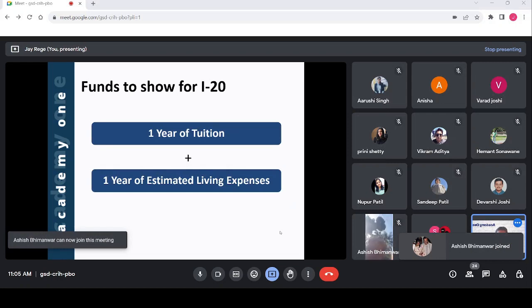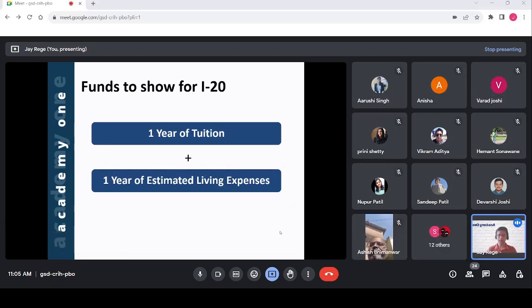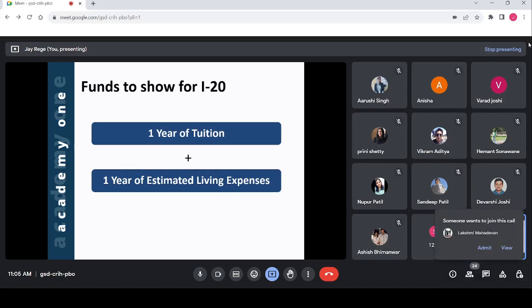In general, universities require you to show funds for 1 year of tuition and 1 year of estimated living expenses. This is the amount of funds you will have to show to the universities to get an I-20. When you say 1 year of tuition, generally they would ask you for 2 semesters of tuition, so whatever the tuition cost is for 2 semesters of your program.